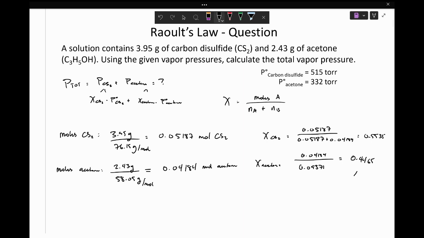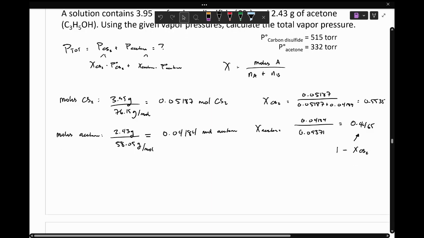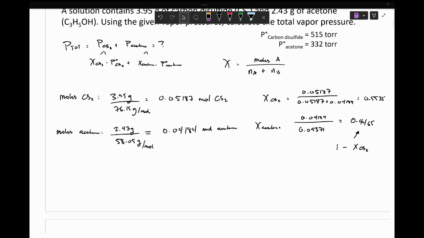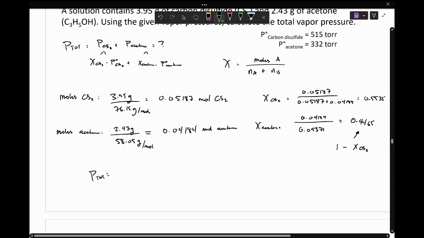And then one thing to know is that if you only have two components, the mole fractions of those two components together are going to add up to 100% because they compose the whole solution. So you also can just take 1 minus the mole fraction of carbon disulfide here. And so finally, to solve this problem, we're going to say P total is just equal to these mole fractions.